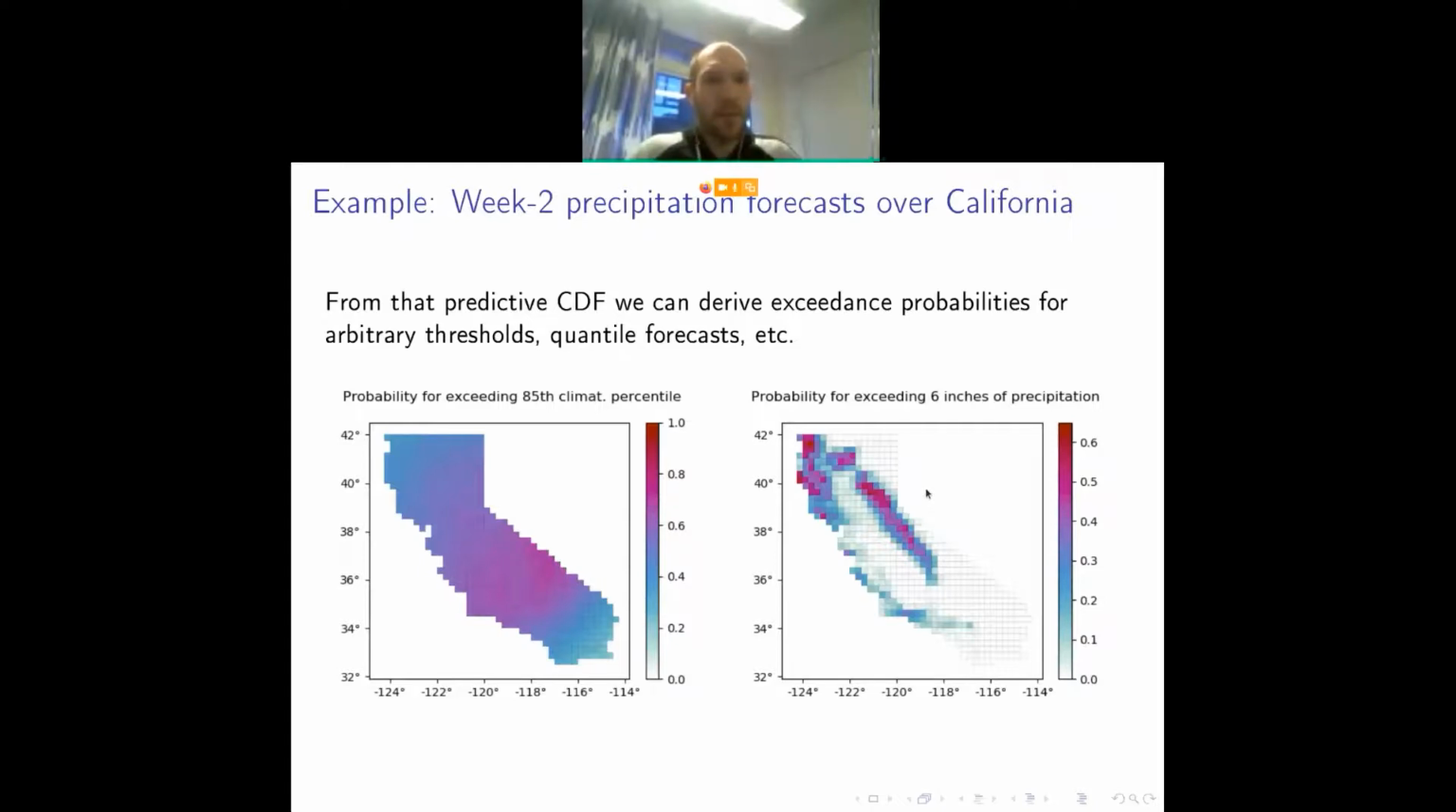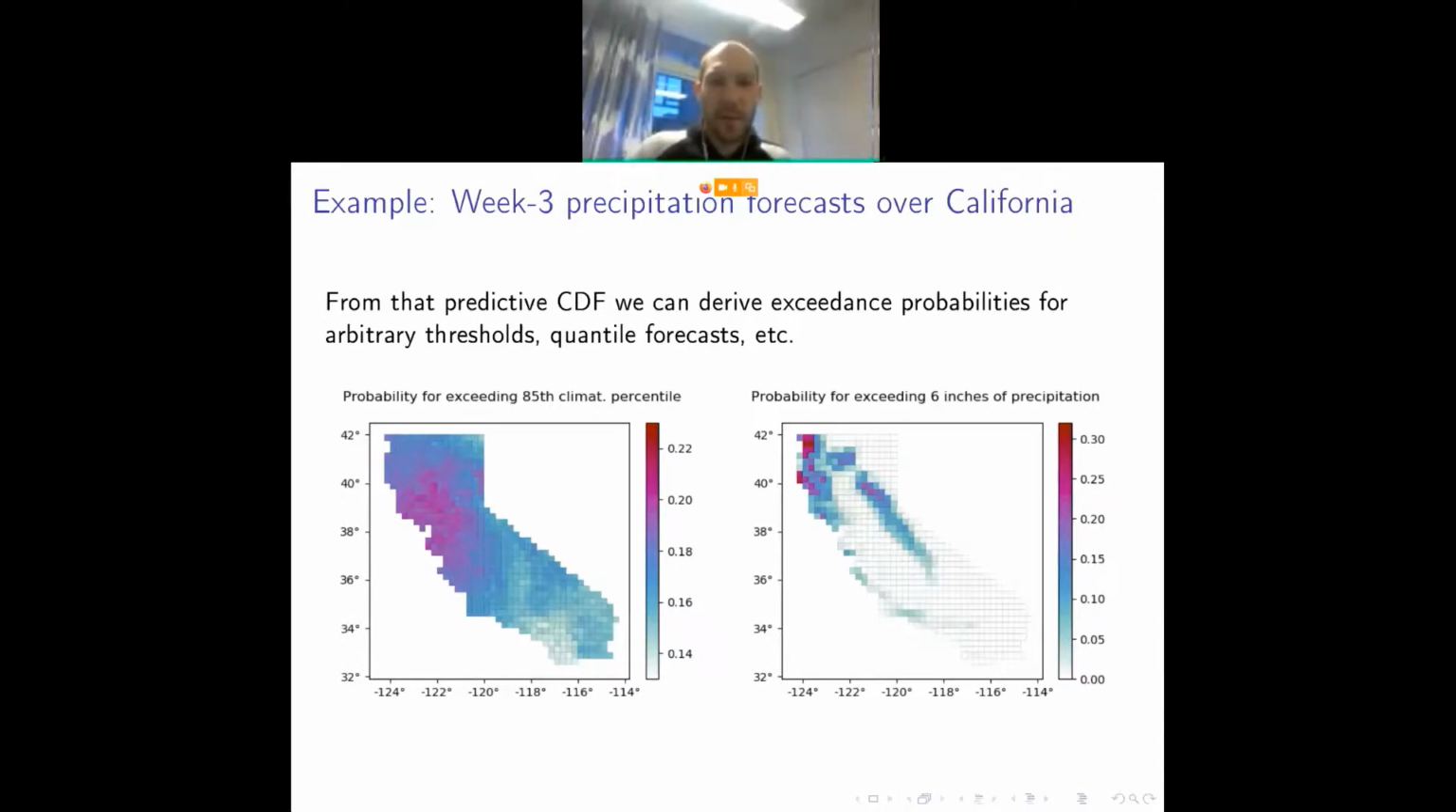Here's an example for a 2-week precipitation forecast. If we go out to 3 weeks, we see similar figures, except that the probabilities are much closer to the climatological probability, which just shows again that we lose confidence in the forecast and we issue something that is closer to climatology.